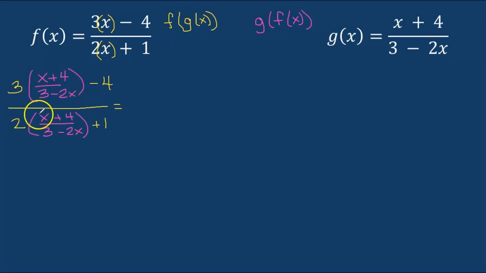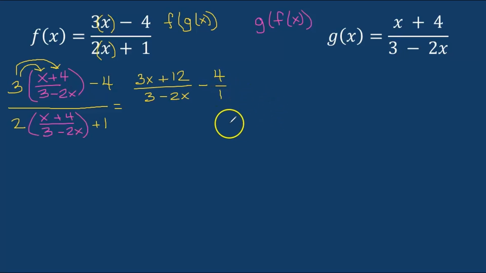My very first step needs to be distributing these whole numbers into that fraction. When I do that, it is only going to multiply the numerator. So 3 times x is 3x. 3 times 4 is 12. And the denominator is 3 minus 2x. And the whole thing is subtracting 4. Now I'm going to do myself a favor and go ahead and put that over 1.